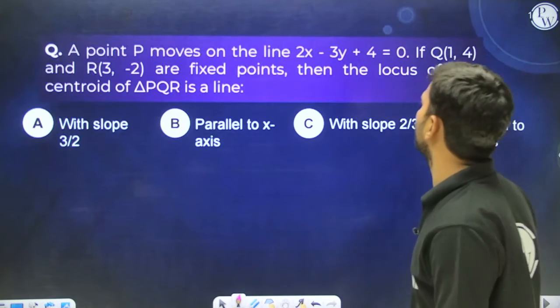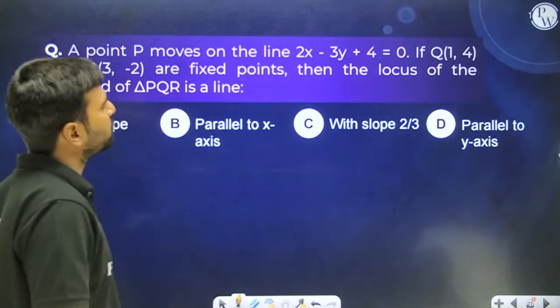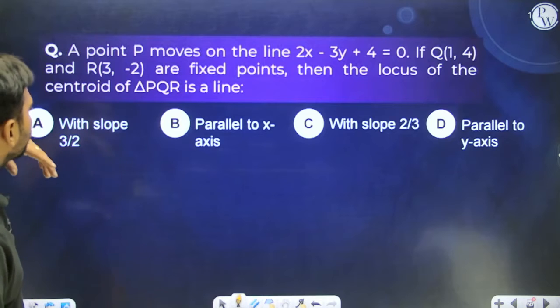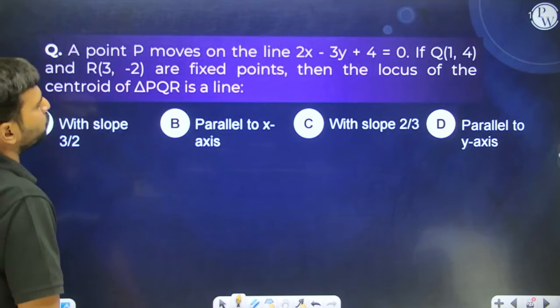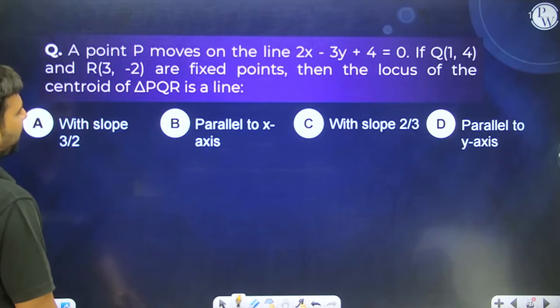A point P moves on this particular line. Okay, if Q is (1, 4) and R is (3, -2) are some fixed points given to me, then the locus of the centroid of the triangle PQR is what?